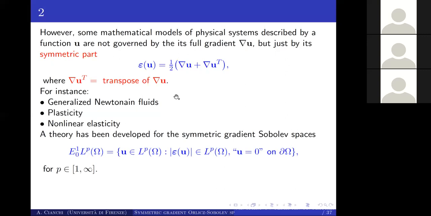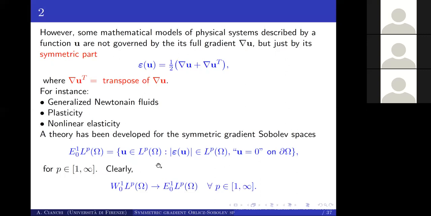So for these function spaces, which are defined in terms of the symmetric gradient, there is also a theory, and in particular a theory of the Sobolev spaces of this kind, which I denote by E^{1,p}_0. In analogy with the classical definition of the Sobolev spaces, these are defined as those functions in L^p for which the symmetric gradient also belongs to L^p. In this case, they also vanish on the boundary of omega. And this can be defined for any p between 1 and infinity.